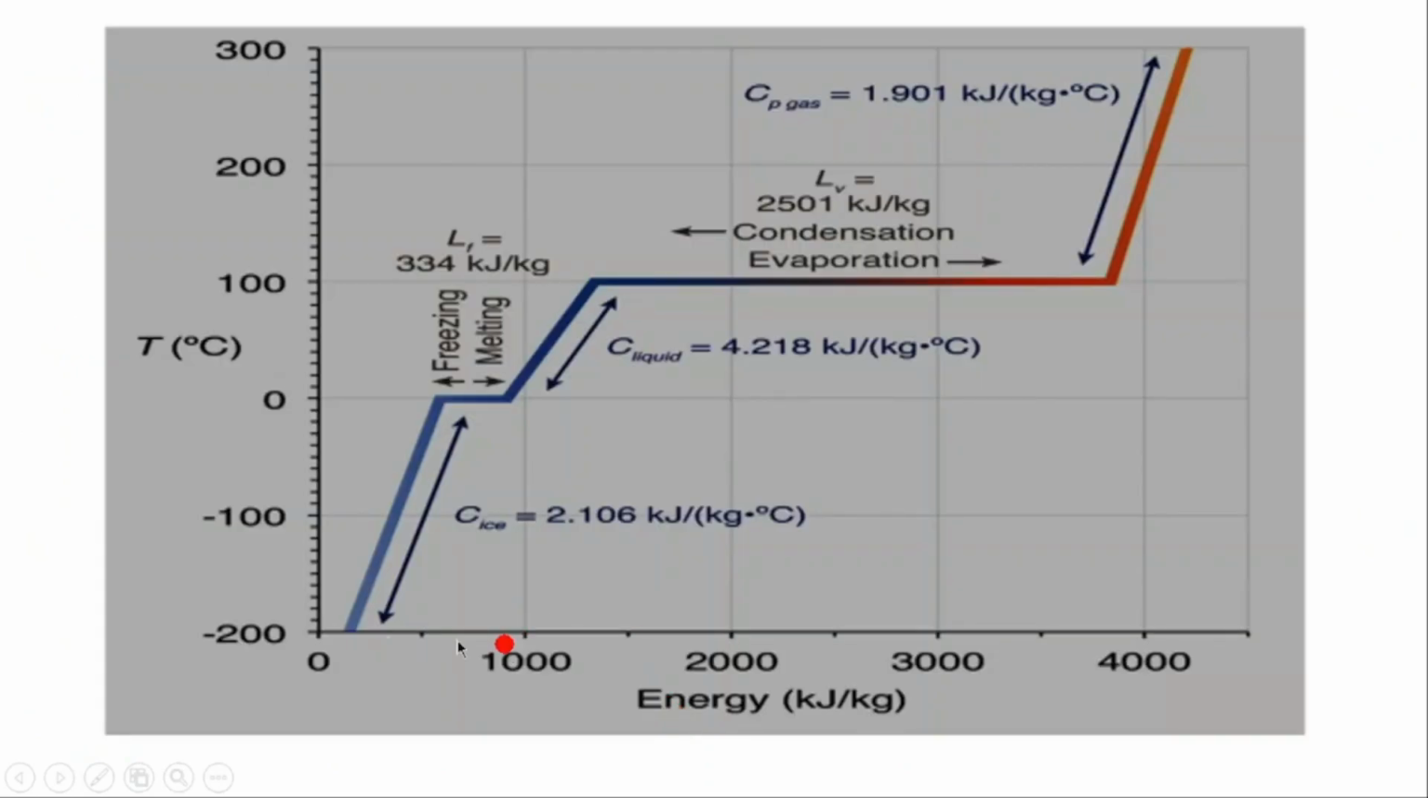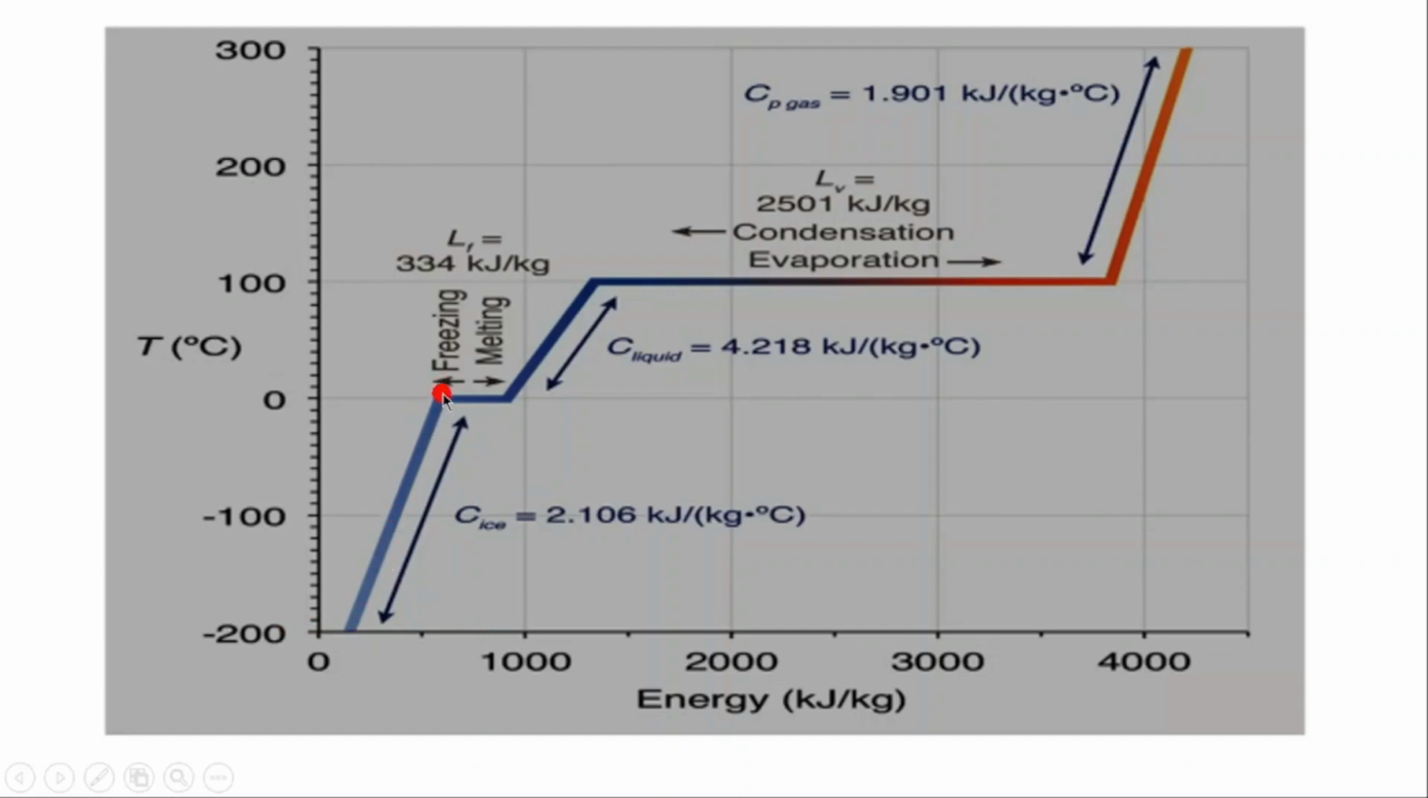If you check this diagram, we start with minus 200. That means you have ice, and the ice is going to increase its temperature up to 0 degrees Celsius. Then it will melt. The heat required to move from minus 200 to 0 is the sensible heat.